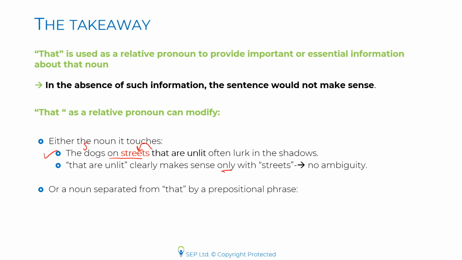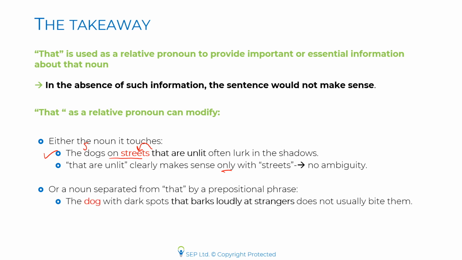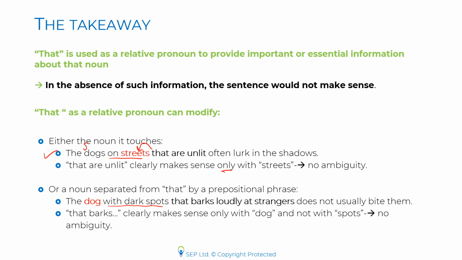That can also refer to a noun which is separated from "that" by a prepositional phrase. "The dog with dark spots that barks." Okay, so "with dark spots" here is modifying dog. And spots here is also a noun, but spots cannot bark, right? So clearly here "that barks" is making sense only with dog and not with spots, and therefore there is no ambiguity here. And this "that" can jump over the prepositional phrase and refer to dog. It is not referring to spots. As long as this clarity is there, the usage of "that" is correct. So you need to look out for this.